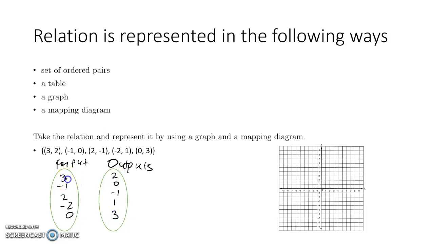And then from 3, my input, I draw an arrow to my output, which is the 2. And I just kind of draw arrows over to my outputs. And it's kind of nice because they're just kind of straight across from each other.